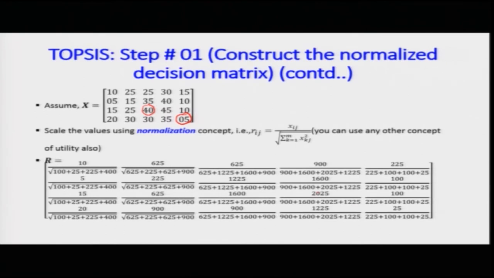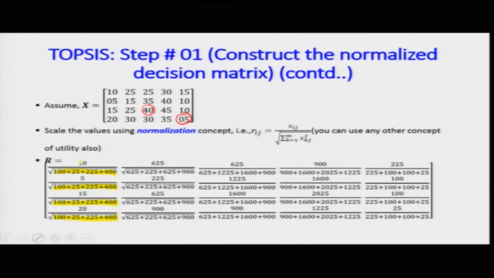Again, use either the row-wise or the column-wise approach. Here I have given these values, but I have used two different calculations to help you understand. If you take the square root, the first column values would be divided by the square root of the sum of squares: 10 squared is 100, 5 squared is 25, 15 squared is 225, 20 squared is 400. This value would be utilized for every value calculation in the first column.